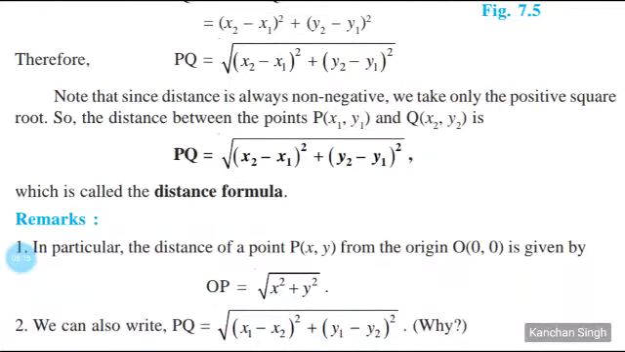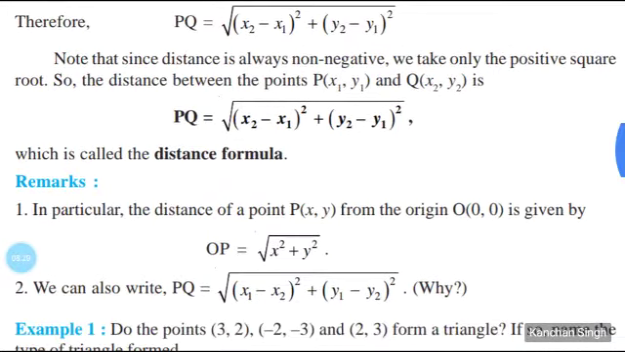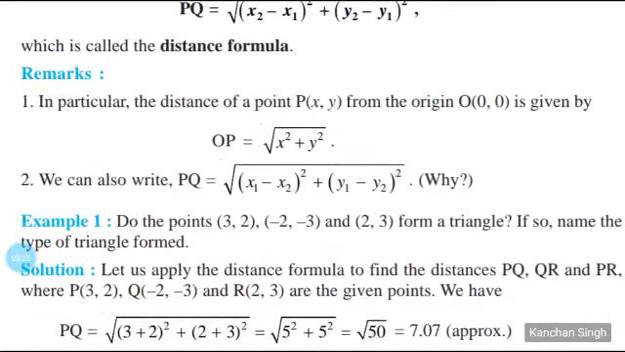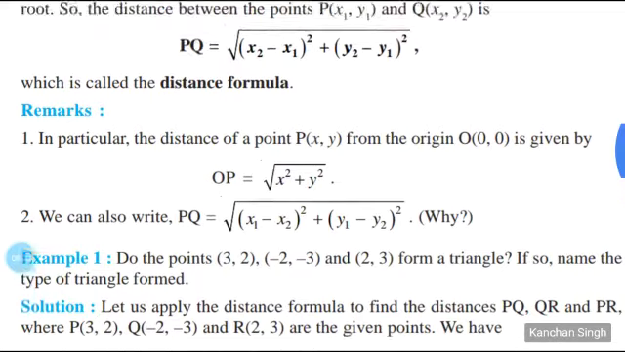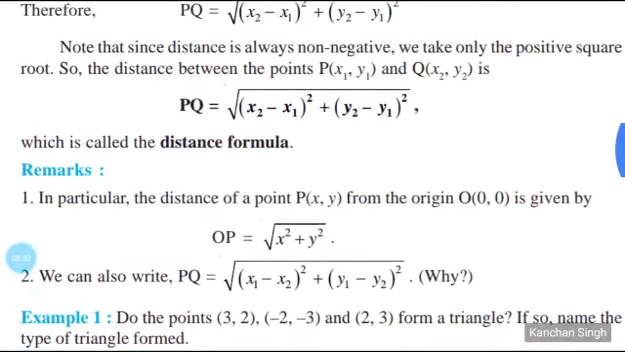In particular, the distance of a point P (x, y) from the origin is OP equal to the square root of x square plus y square, because at the origin x1 and y1 are 0. And to find the distance when it does not pass through the origin, we will use the formula D or PQ equal to the square root of (x2 minus x1) square plus (y2 minus y1) square.